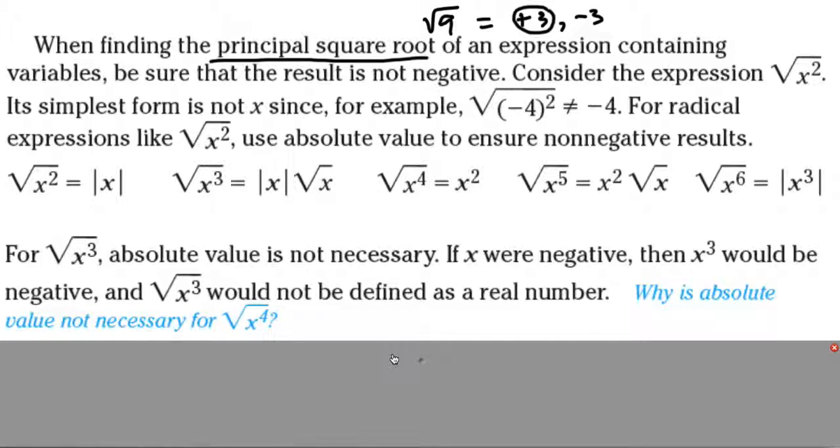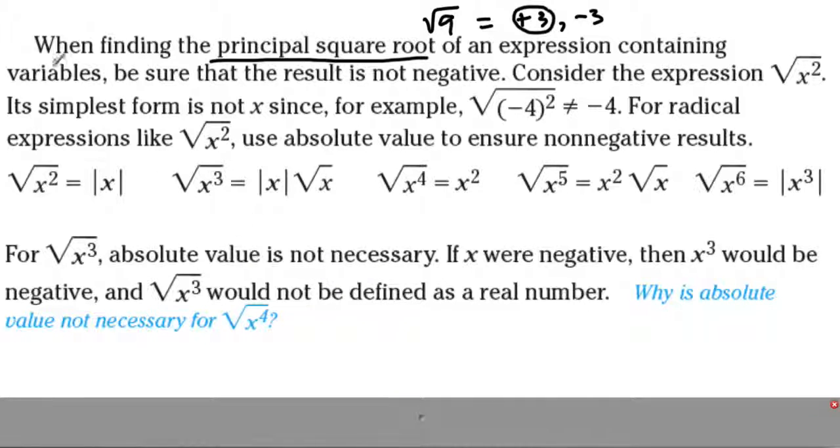So why is absolute value not necessary for x to the fourth? That's a good question. Again, you're raising it to an even integer, so when you square it, even if it's negative, it will still continue to be positive. Okay, so let's use all of these to look at example number 2.